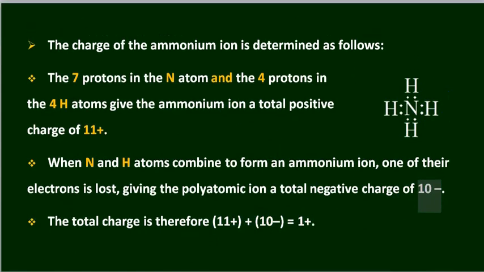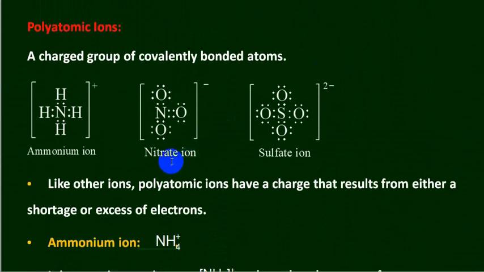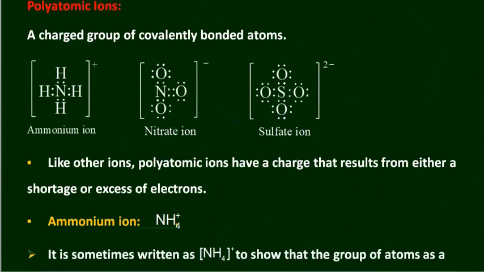If you apply this to the other polyatomic ions, for nitrate the number of electrons exceeds the number of protons by 1. Here the number of electrons exceeds the number of protons by 2, so the charge here is -2.